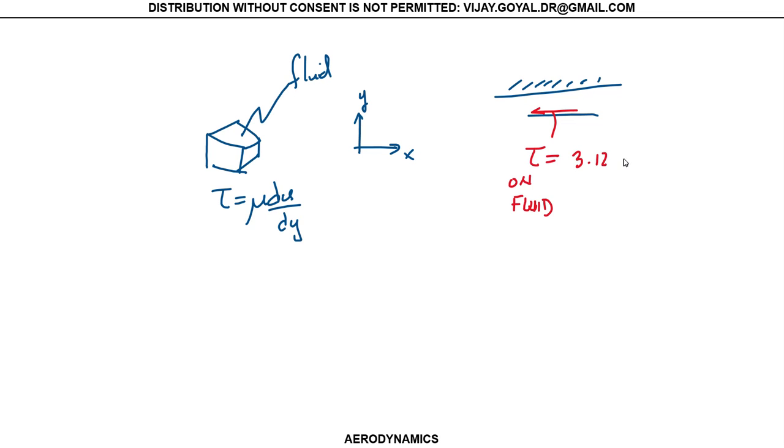3.12 pascals. And then I'll change the color. Here at the top, action-reaction goes in the opposite direction. So now tau is equal to 3.12 pascals. Okay, so that's the direction of the shear acting on the wall itself. This is on the wall.